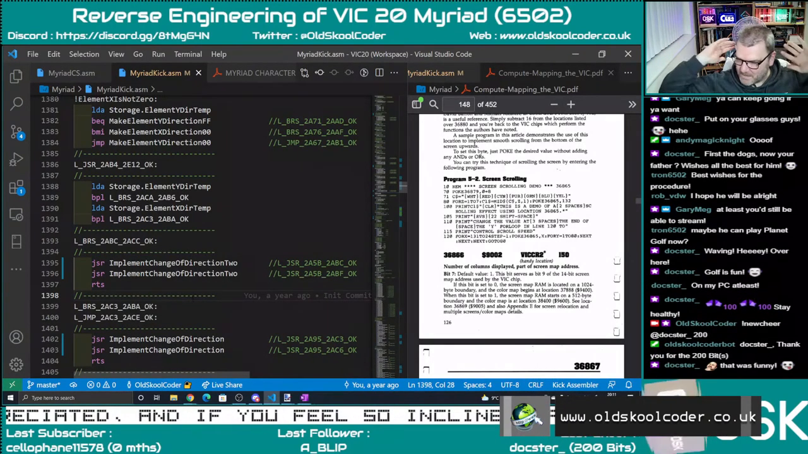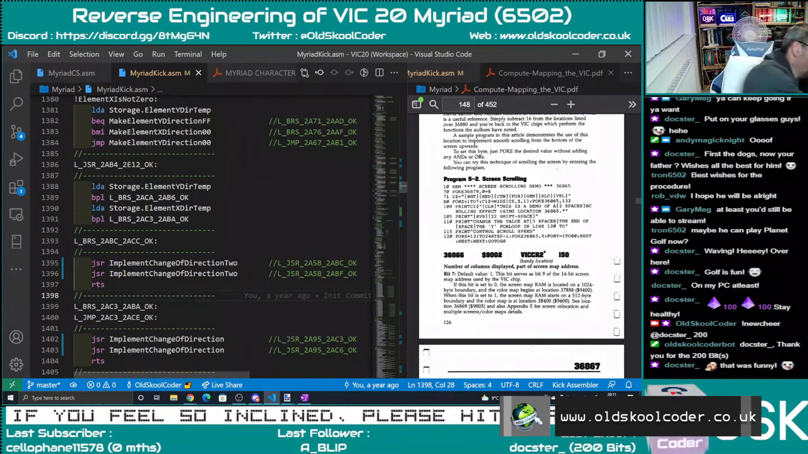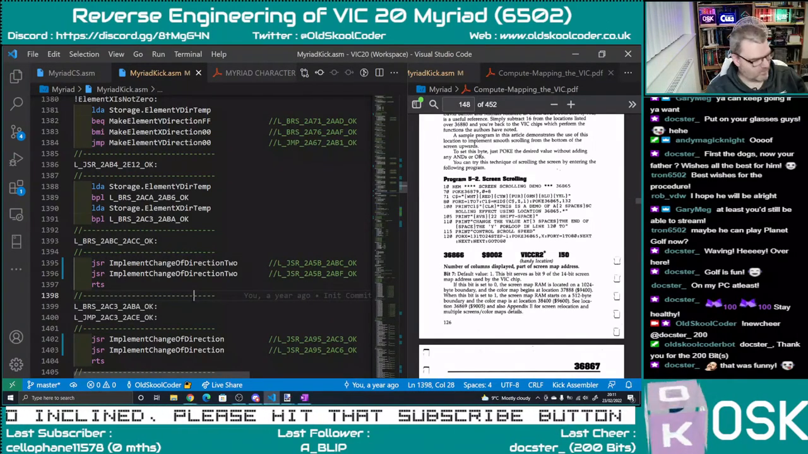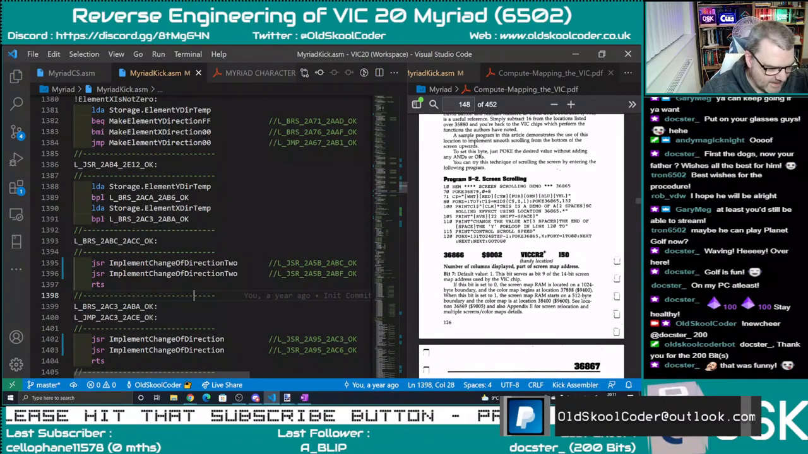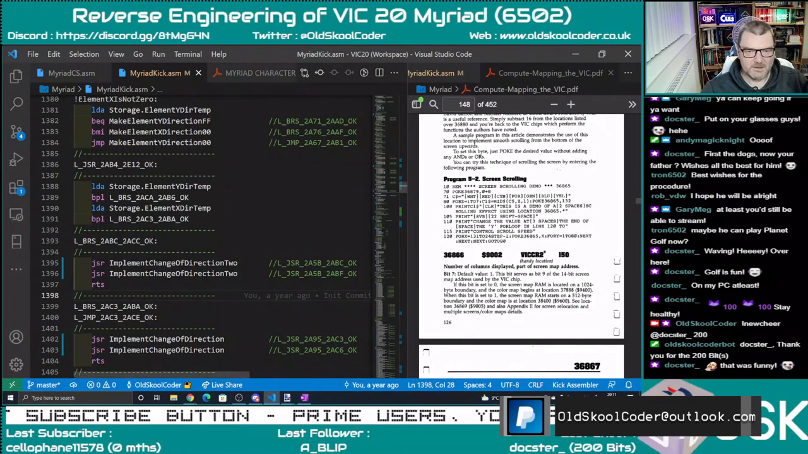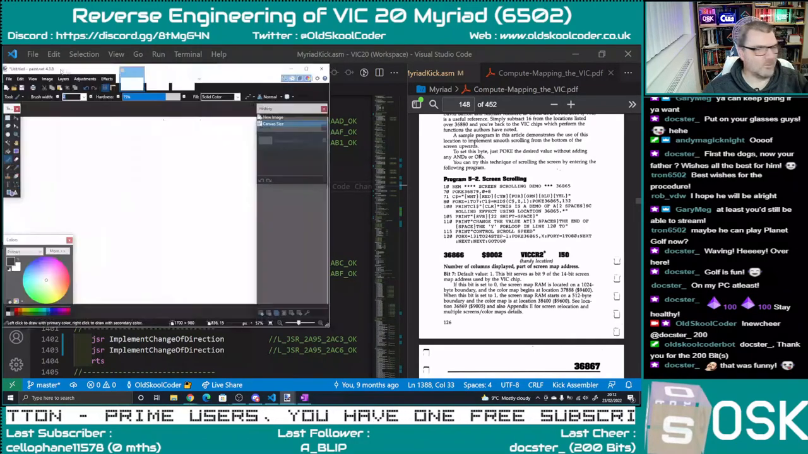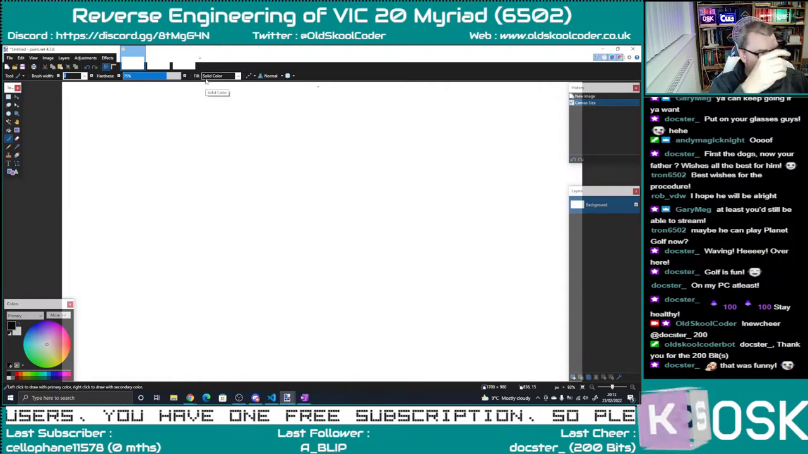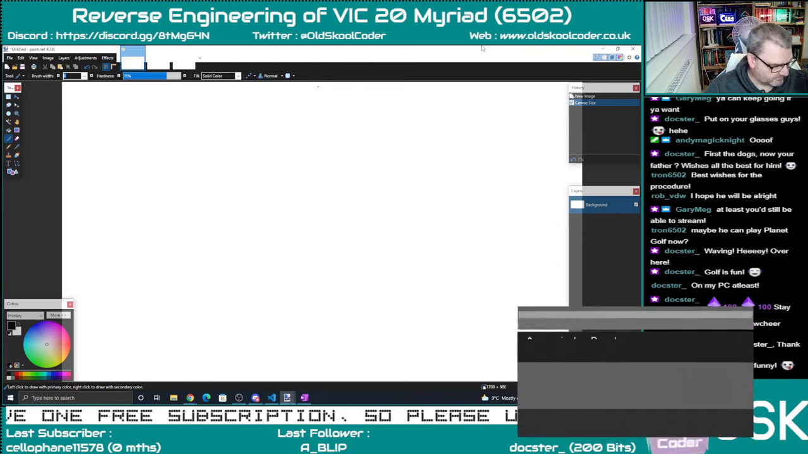So, mapping this out. I've got my magic tool, got the graphics tablet, and we're going to try and draw it out, alright? Going to try and map out what this thing's doing. So, I have got Paint open. Here we go. Where's my pencil? There's my pencil. So, we're going to try and map this out, yeah?